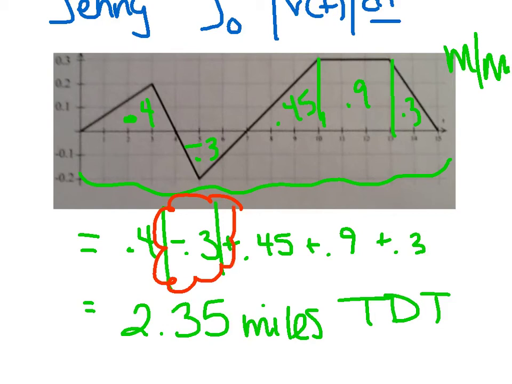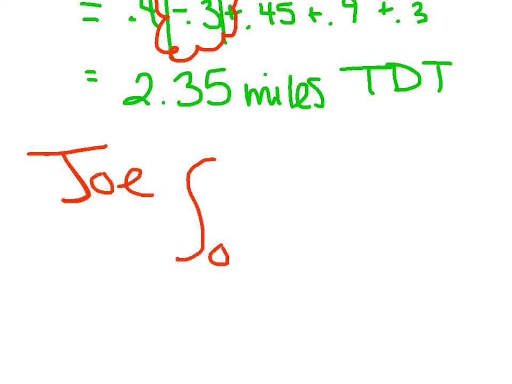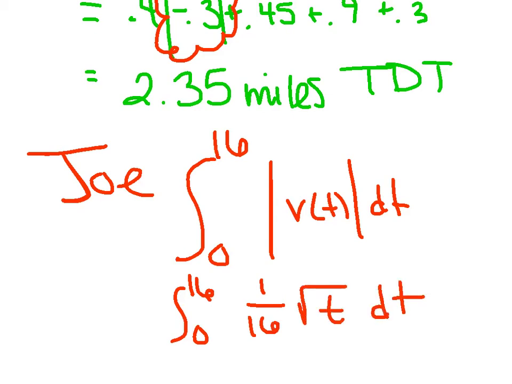Now, we need to do the same thing for Joseph. Recall, though, we're not going to look at the graph this time. We're going to use that function they gave us. It said it took him 16 minutes. So from 0 to 16, the absolute value of v of t dt. And we knew his velocity, they told us, was 1/16 radical t.